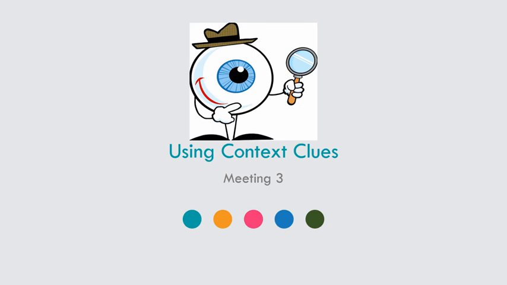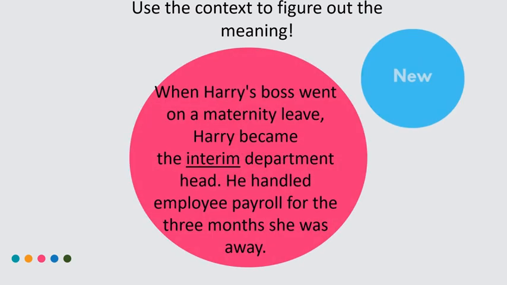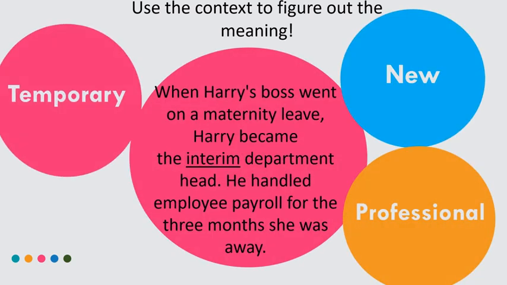Before going any further, could you please try to guess the meaning of these words? Number 1. When Harry's boss went on maternity leave, Harry became the interim department head. He handled employee payroll for the 3 months she was away. What does interim mean?